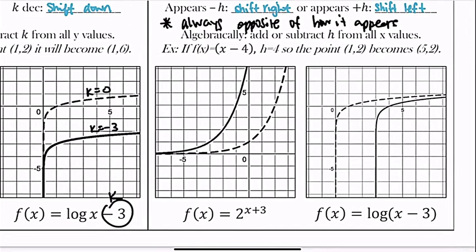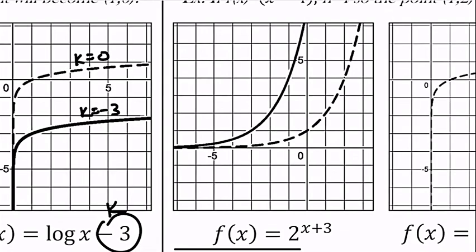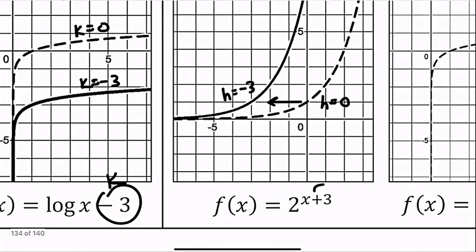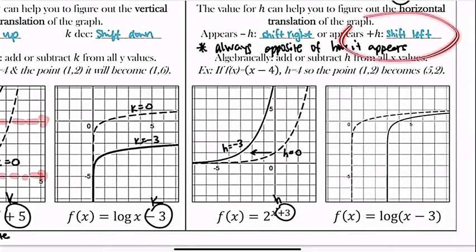So looking at the left one, our original H value would just be 0. And here our new H value, you can see it went this way 3 spots. So our new H value is -3. You can see here it appears to be +3 because it's going to be the opposite of what it actually looks like. So when it appears positive, we went to the left 3 spots. Put that right there.